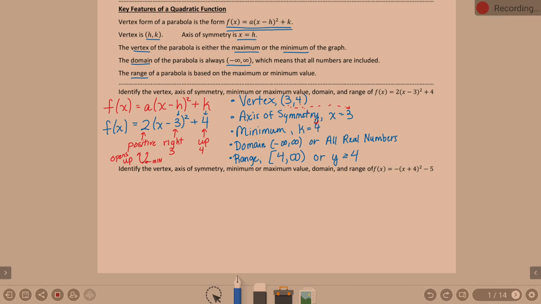Now, another connection here, folks. The y value in the vertex is 4. That's my minimum value, and what else is it? That's also the value in the range. Okay? Every time.